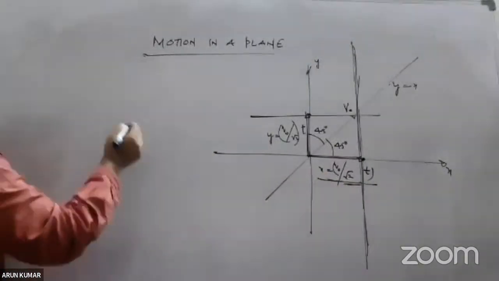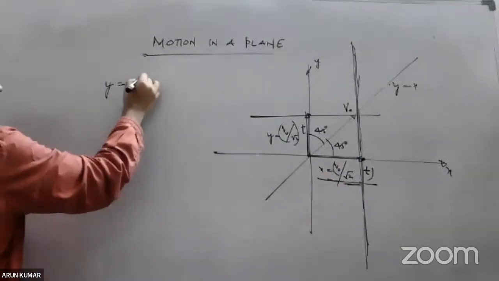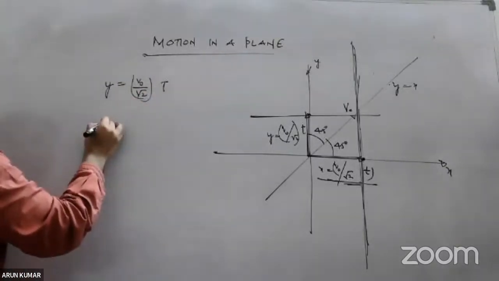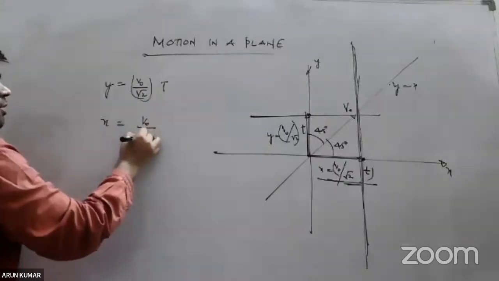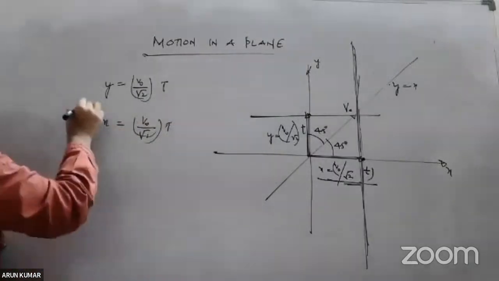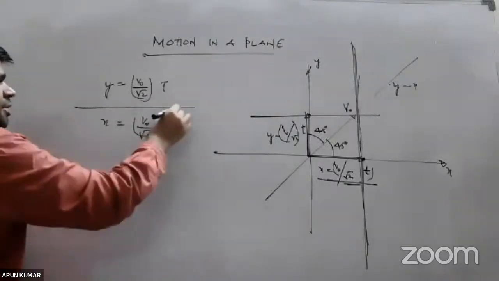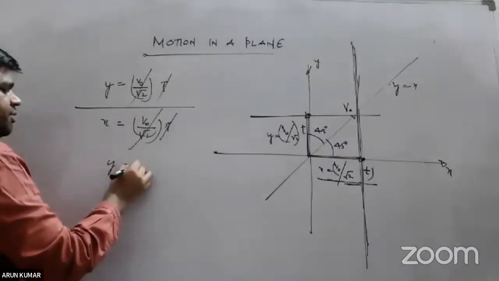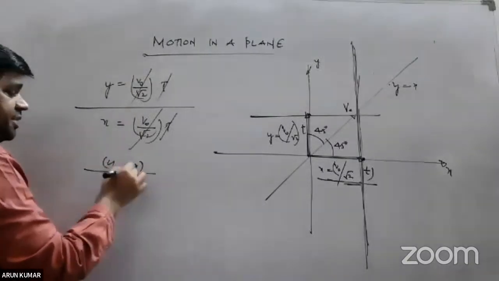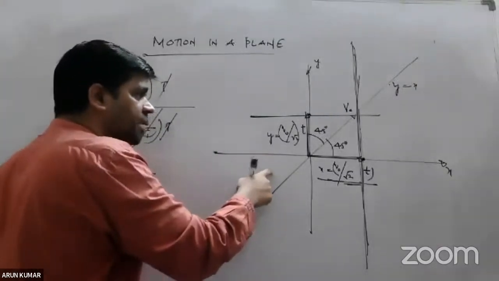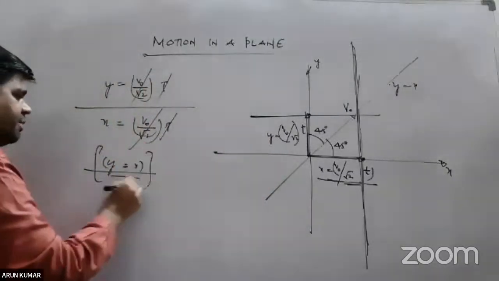Now, I want to eliminate t. Y is equal to v naught by root 2 into t. X is equal to v naught by root 2 into t. If I want to eliminate t, I'll divide these two. T gets cancelled out, v naught by root 2 gets cancelled out. I'll get y is equal to x. So I got the trajectory of the particle as a superposition of the two motions. By eliminating t, I got the equation of the trajectory of the particle.